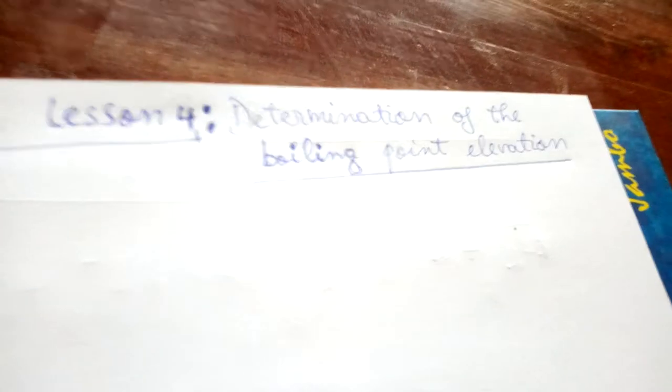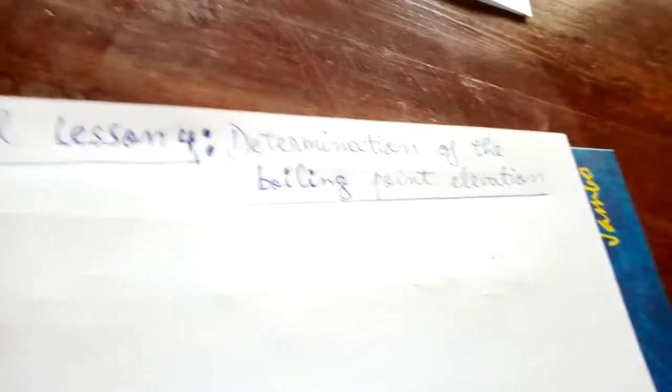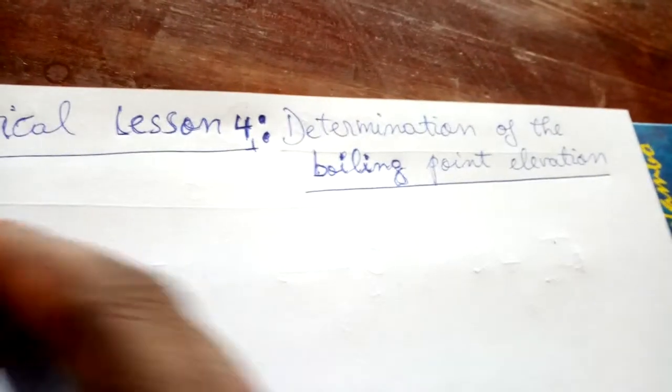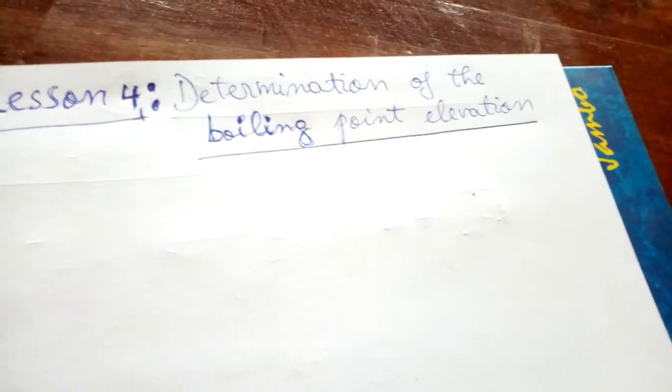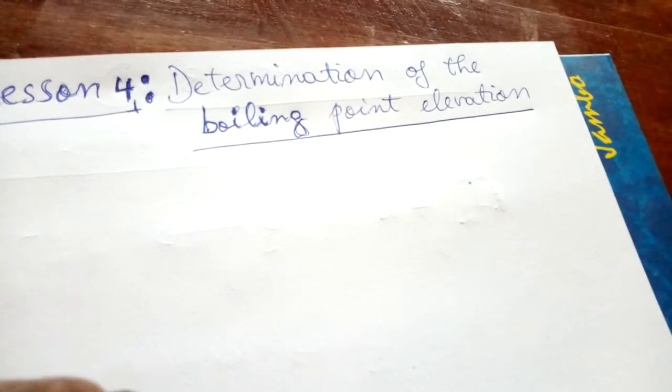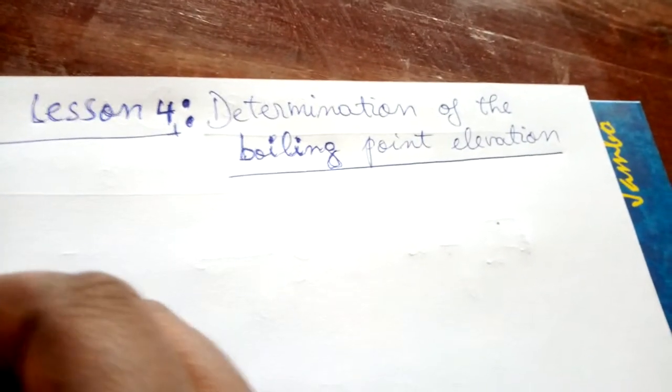What do we call boiling point elevation? It is when you have, for example, water. You know that water boils when we are at the pressure of 1 atmosphere, the pressure of 1 atmosphere or 760 millimeters of mercury. The boiling point of water is equal to 100 degrees Celsius or centigrade.